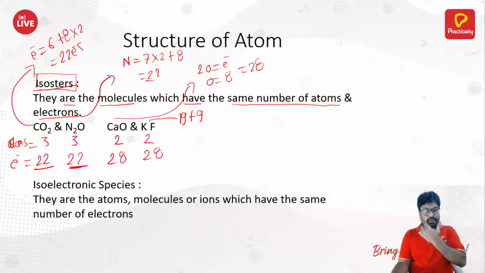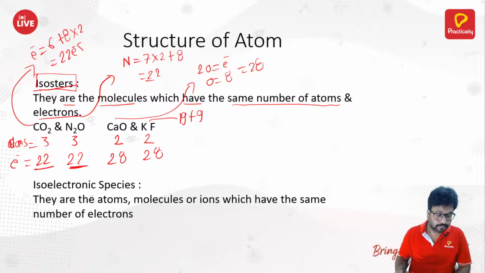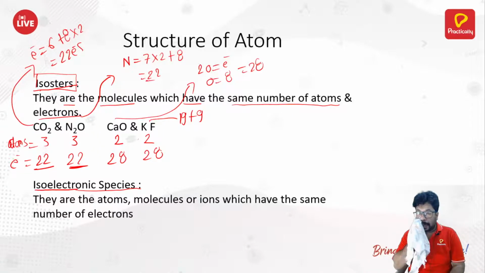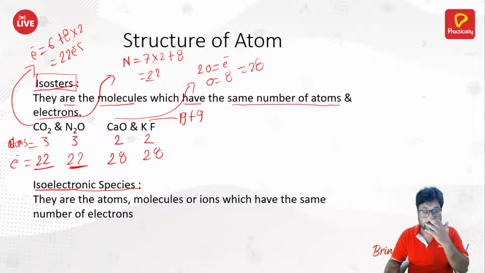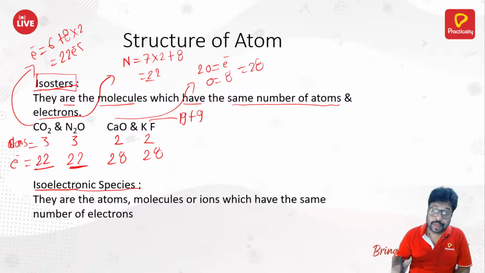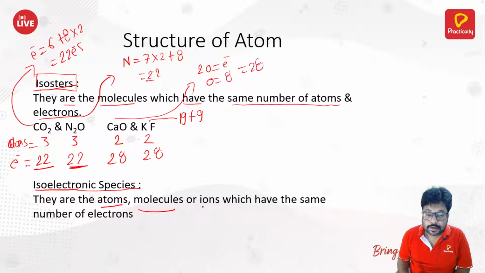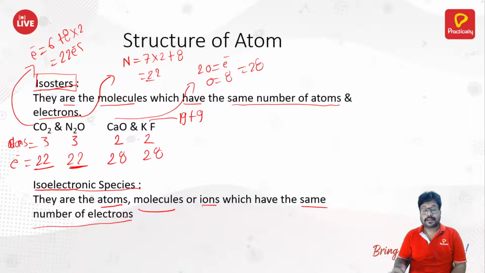Okay. And lastly, isoelectronic species. What is meant by isoelectronic species? Now you can work that out from the name itself. Iso means what? Same. Electronic means what? Electrons, right? So the species contain the same number of electrons. They could be atoms, molecules, or ions which have the same number of electrons, and they are called isoelectronic species.